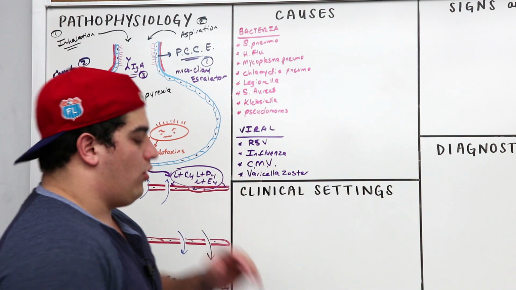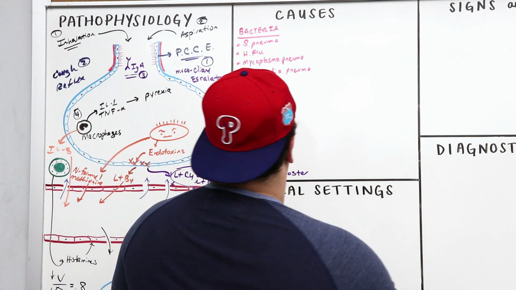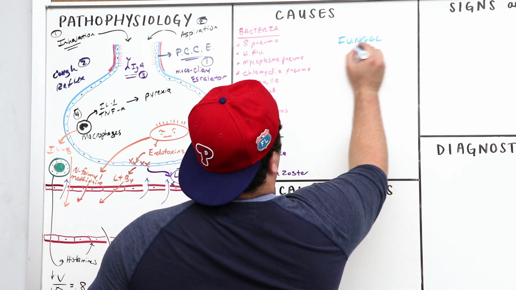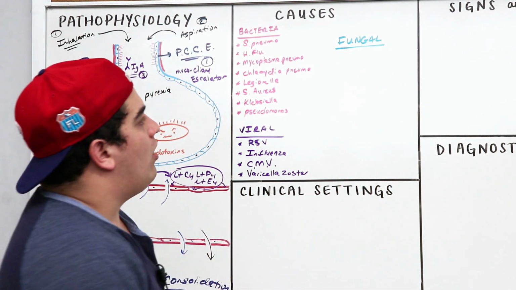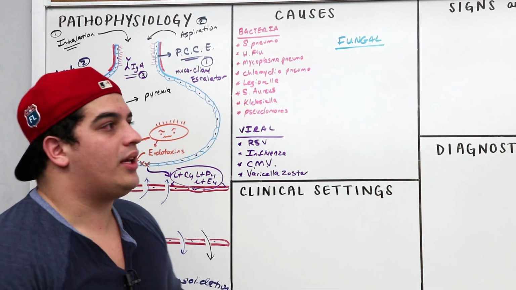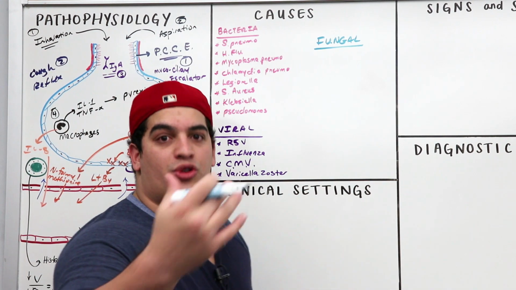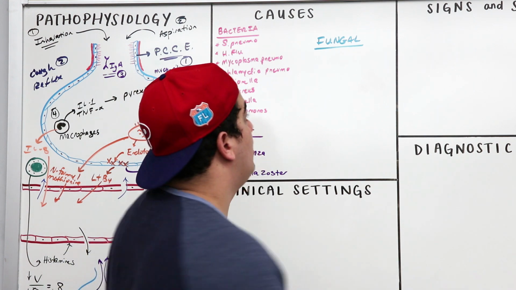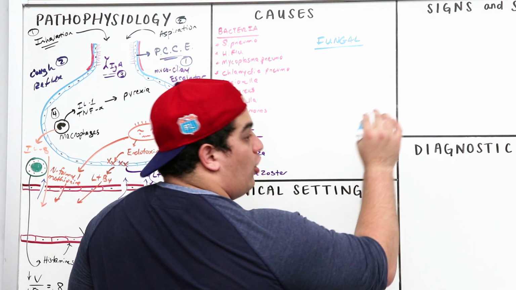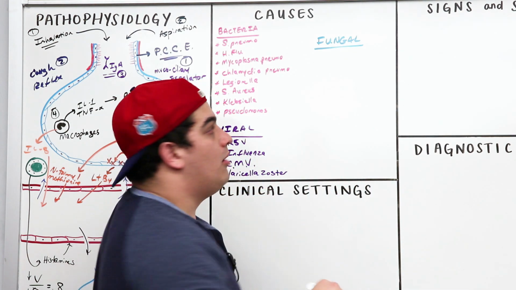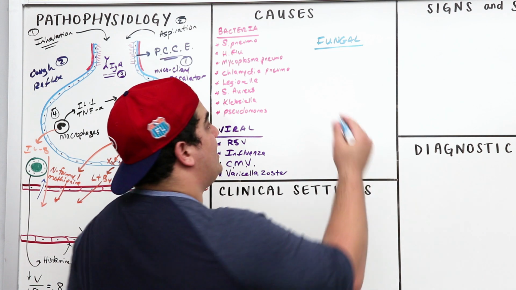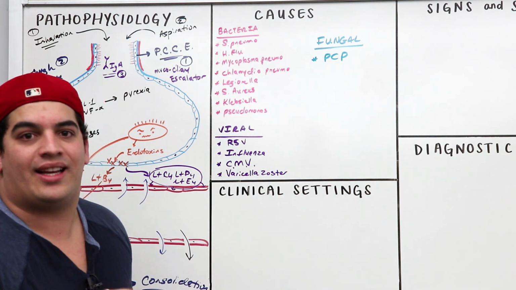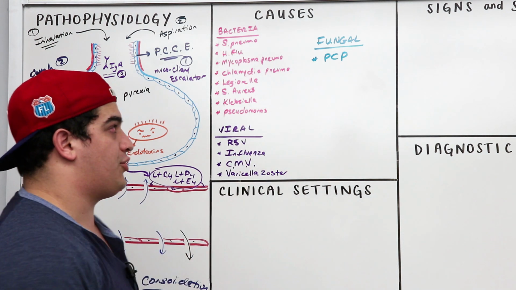Now the next one is fungal. So fungal is an interesting one. Fungal ones are a little bit more common in certain areas of the US or other parts of the world, but they're also common in those who are immunocompromised, particularly those with neutropenic fevers, HIV/AIDS, immunosuppressive disease, or taking immunosuppressive drugs. This is called Pneumocystis jirovecii, but they also call it Pneumocystis pneumonia, PCP, not the drug. Okay, common in those who are immunocompromised.